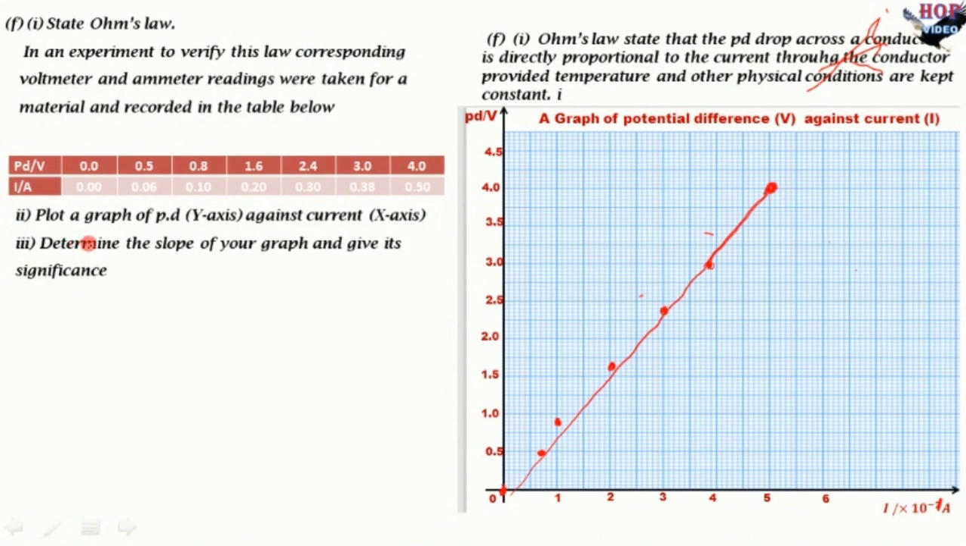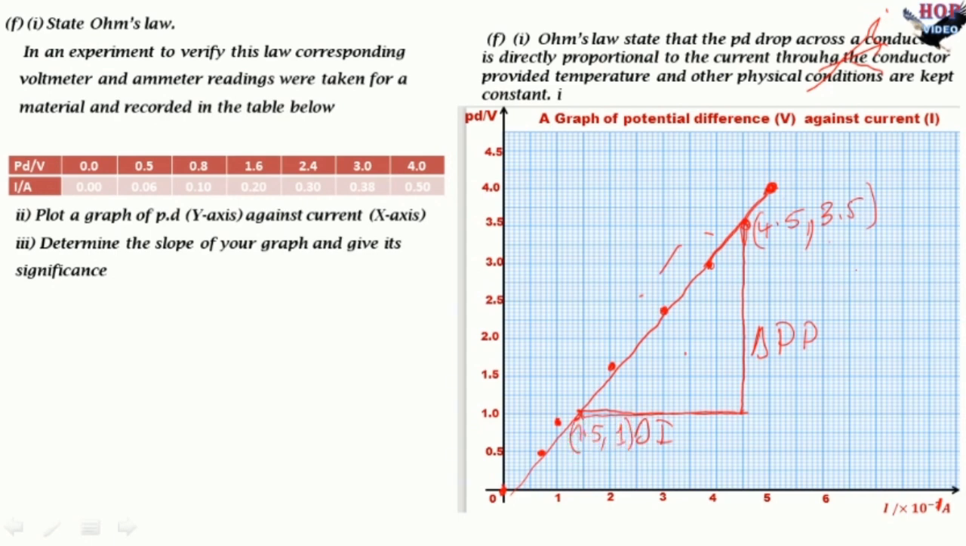Next, they want us to determine the slope of the graph and give its significance. To determine the slope of our graph, we need a triangle. So we are going to draw a gradient triangle here, which starts from down. In the gradient triangle, we have here the change in PD and here the change in current. Here we have the current, which is 4.5, yes, 4.5. And here we have the PD, which is 3.5. So you have 3.5, 4.5. Here we have the current, which is, this is 1, this is 2, so it's 1.5. And we have the PD, which is 1.